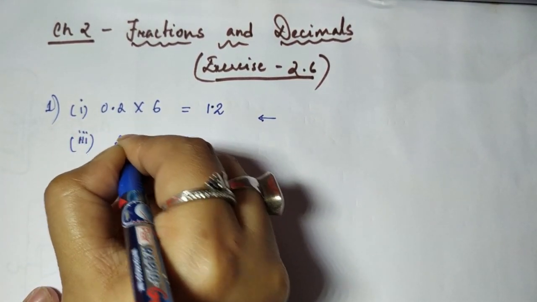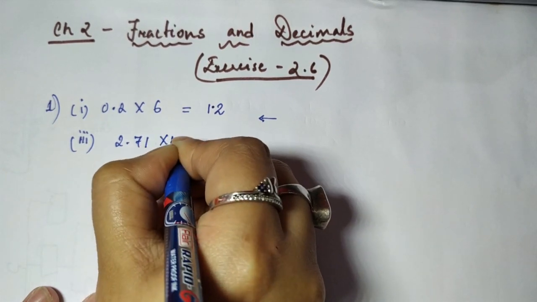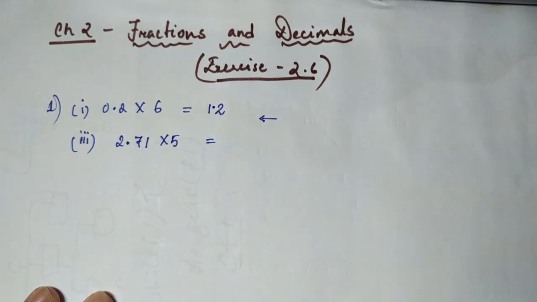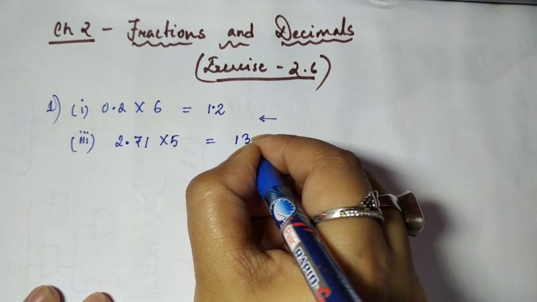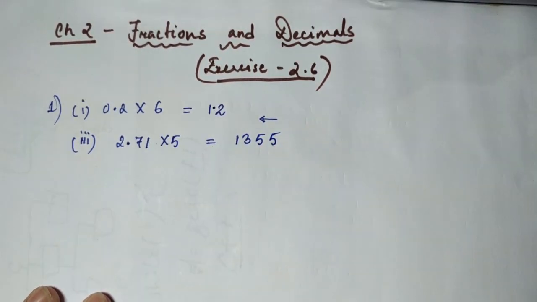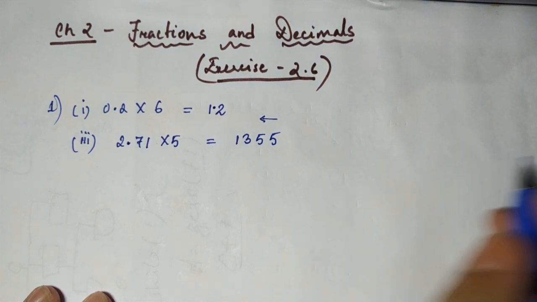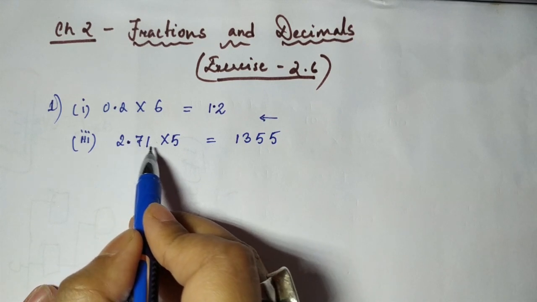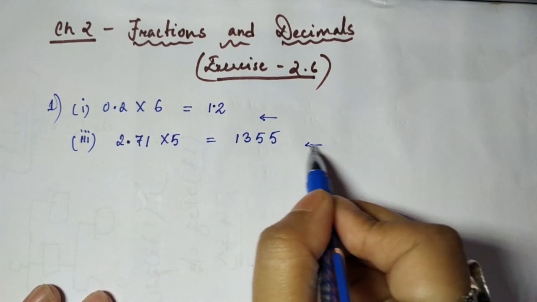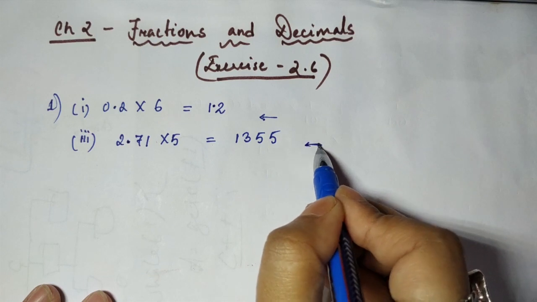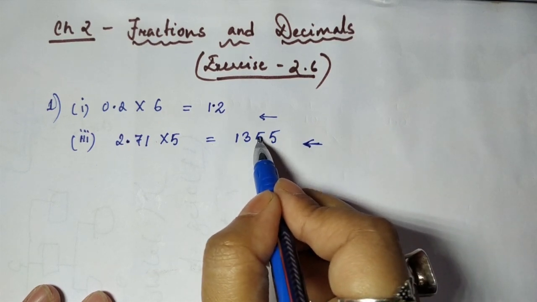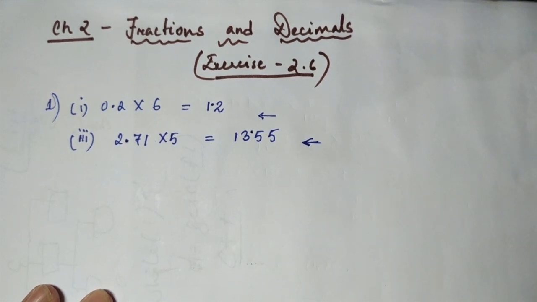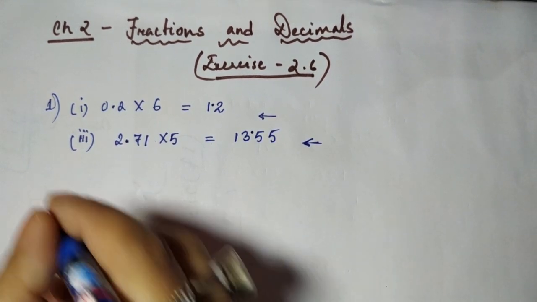For number 3 it is 2.71 into 5. So you can just multiply 271 into 5 and you get the answer as 1355. Now about the decimal, where to put it? After the decimal there are 2 digits. So you start from this side. This arrow you don't have to write, it's just for explanation. So 1, 2. So the decimal will come here. Okay, so this is the way you multiply decimal numbers very easily.